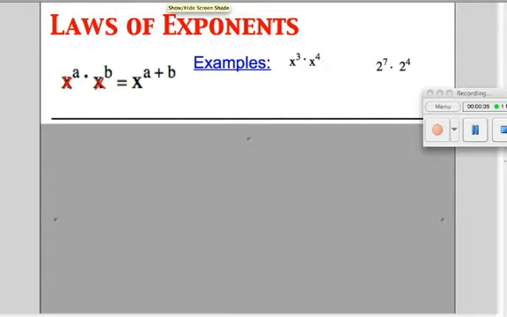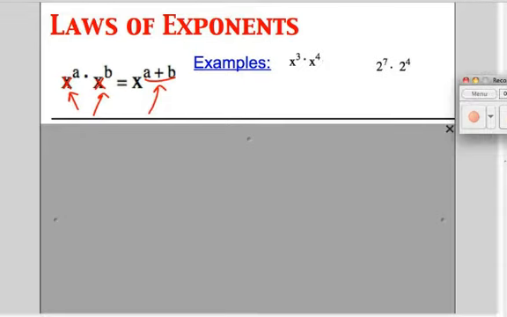When we simplify these, it's as simple as adding the two exponents, because we think of it as we have a certain number of x's here, and we're multiplying by more x's. So altogether, we have a total of a plus b x's being multiplied.